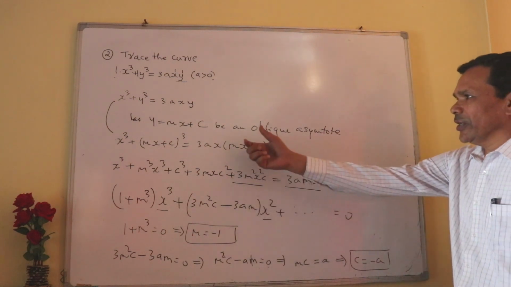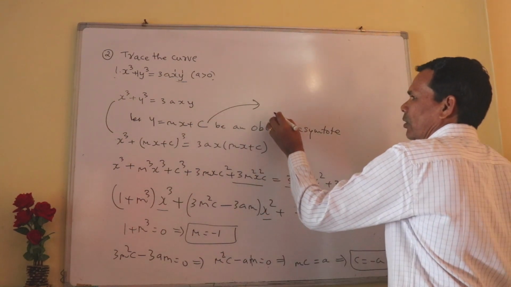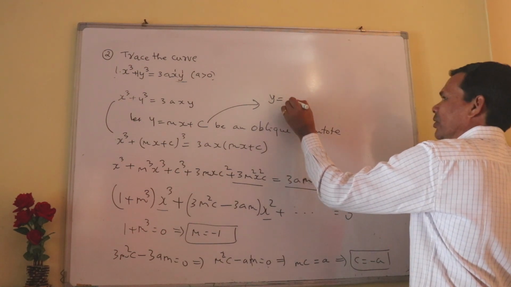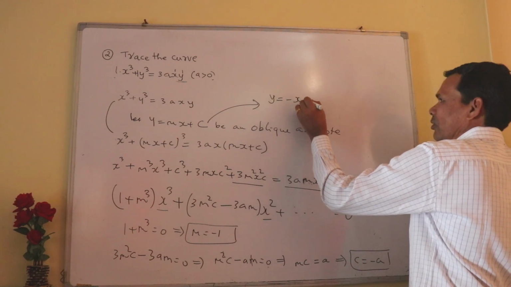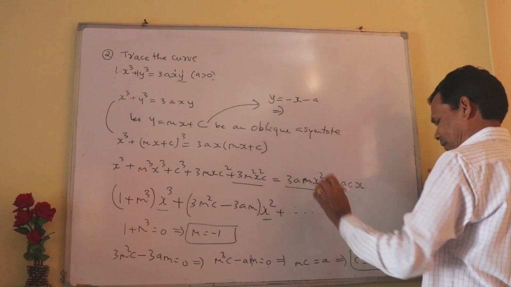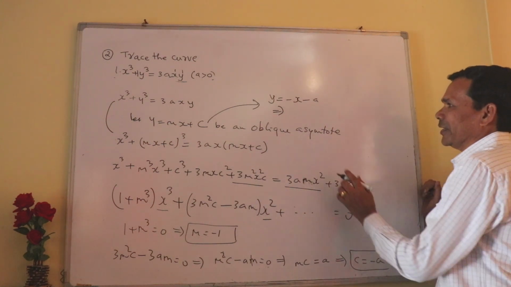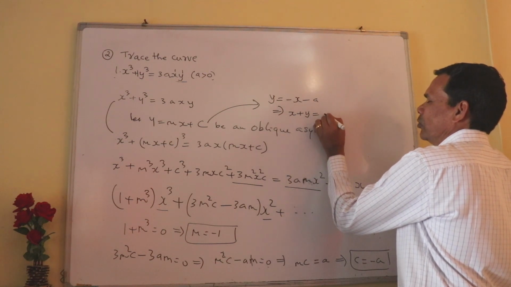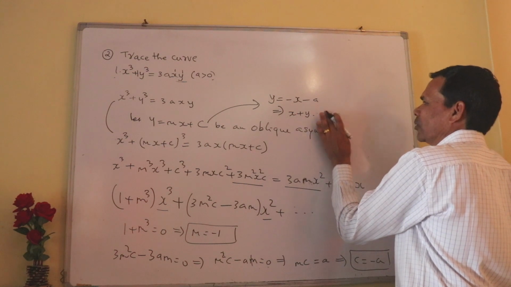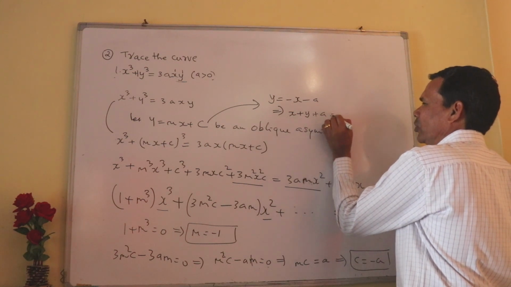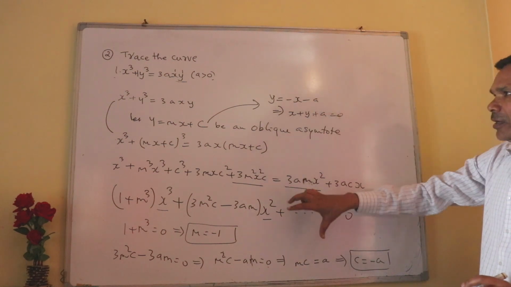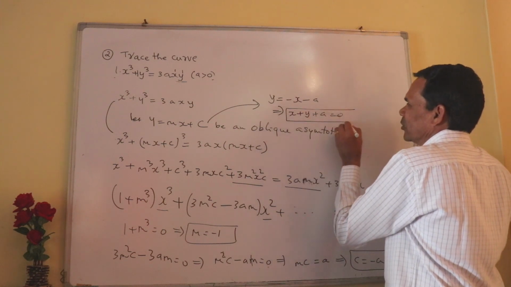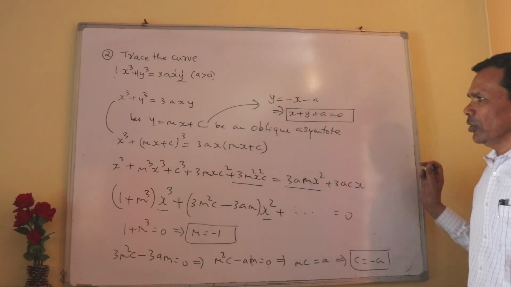So these values we are putting in this particular equation. So y is equal to mx plus c, m is equal to minus 1, and c is equal to minus a. So you are getting x plus y is equal to minus a, or x plus y plus a is equal to 0, is the required oblique asymptote for this particular curve. So this line is the oblique asymptote, x plus y plus a is equal to 0.